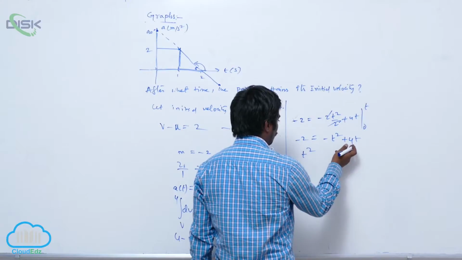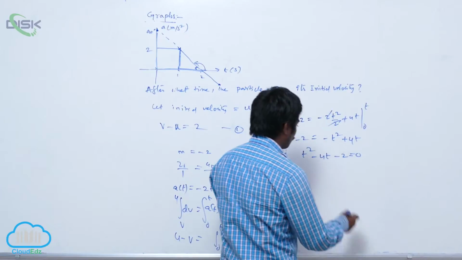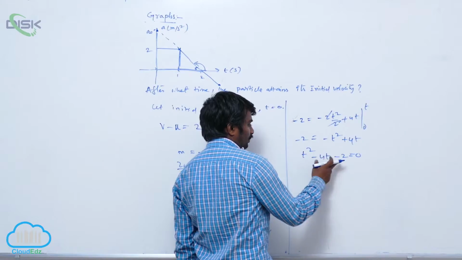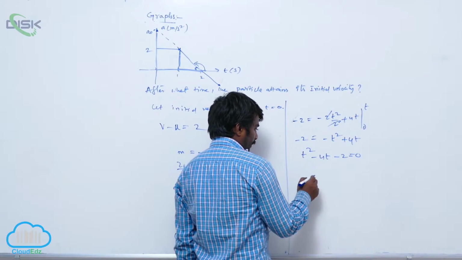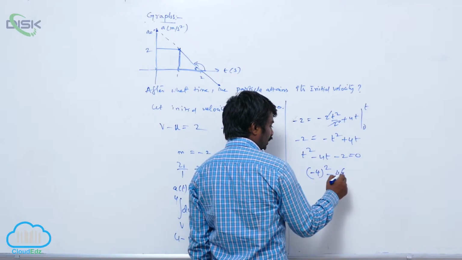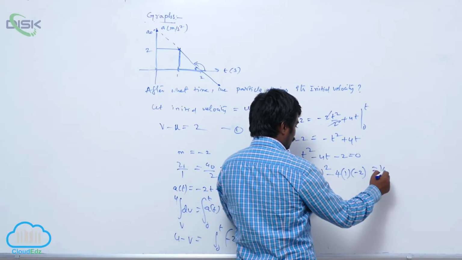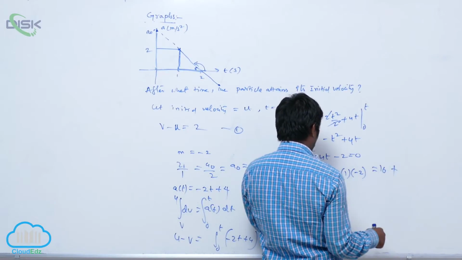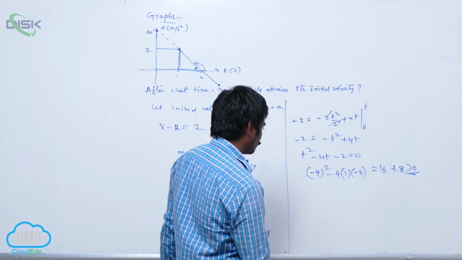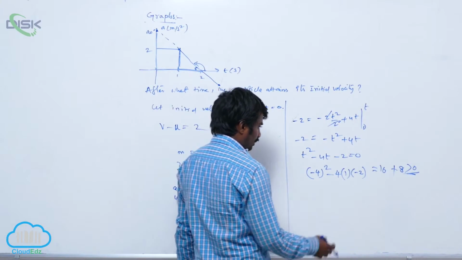So t square, you take this term to this side, minus 4t minus 2 is equal to 0. It is quadratic equation, you have to solve for t. So b square minus 4ac, a is 1, c is minus 2. What you are going to get, 16 plus 8, so it is greater than 0, it is positive. B square minus 4ac value. Now yes, the situation is possible.